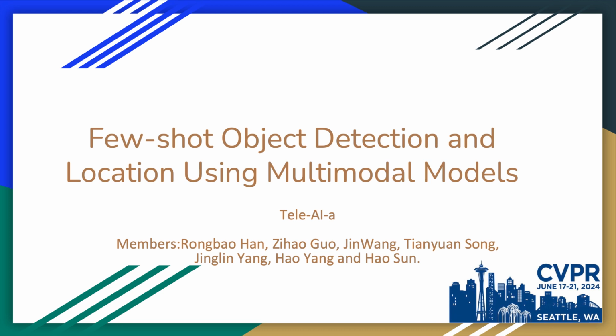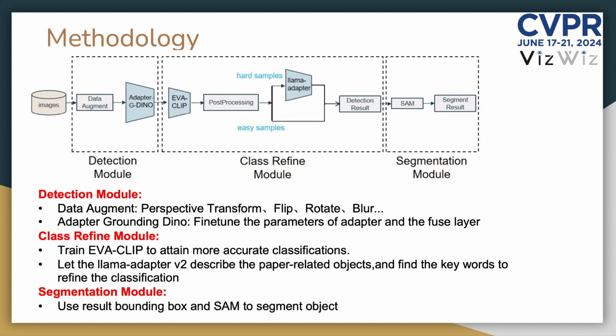We are working on few-shot object detection and location tasks. Below, we introduce the methods we use. Overall framework. For each category, we use only one sample. First, we augment the images and then train the Grounding DINO model for object detection.